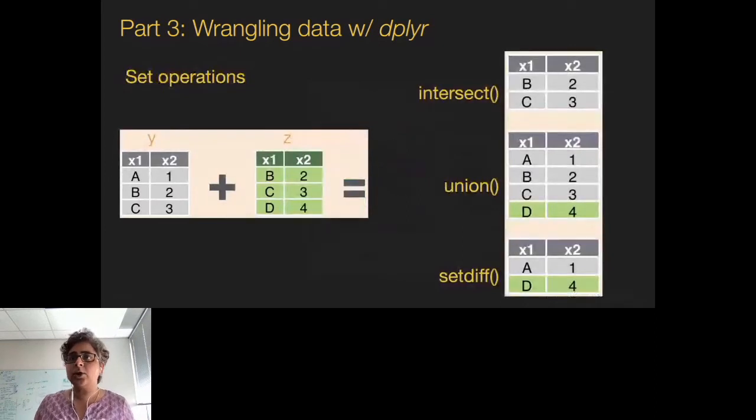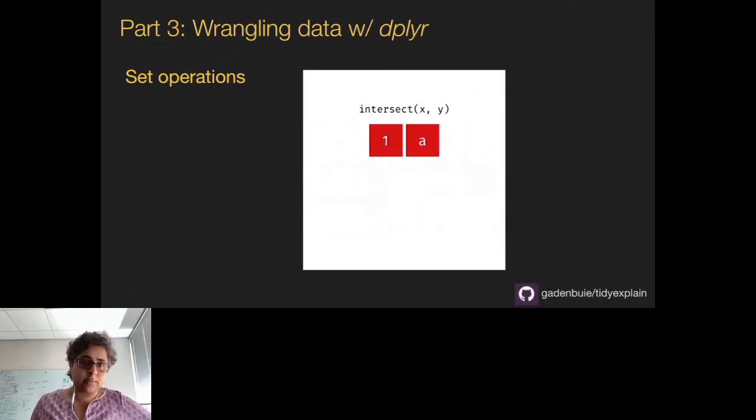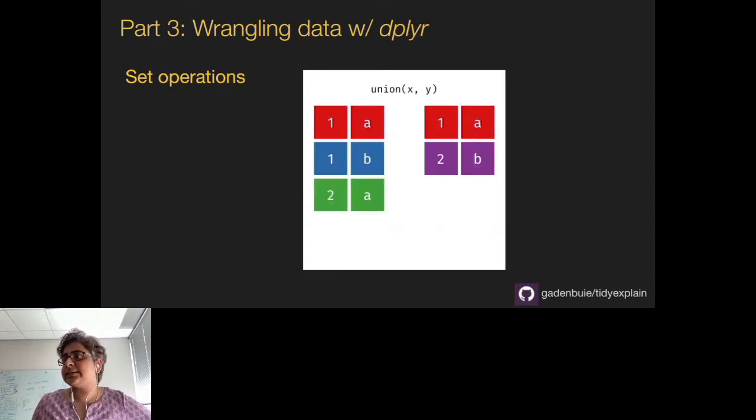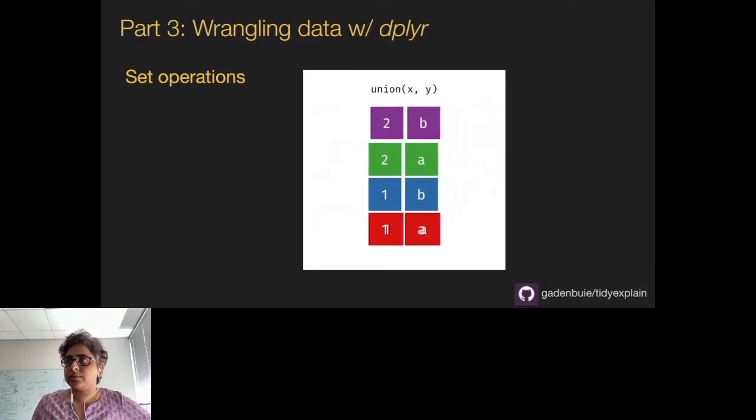And then there are set operations. So for example, this is the only one that matches fully. So this is intersect. And union keeps all of these different combinations.